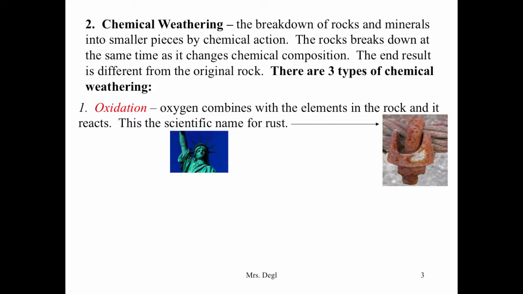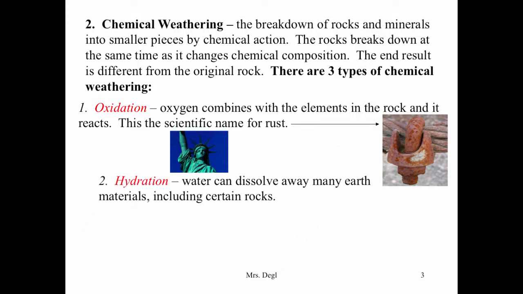The first one is oxidation. This is where oxygen combines with elements in the rock and it reacts. That reacting is what makes it chemical. This is the scientific name for rust. Whenever you see metal rusting, that's oxidation. Like the Statue of Liberty. She's green, but she's actually copper. When copper oxidizes, it turns a green color.